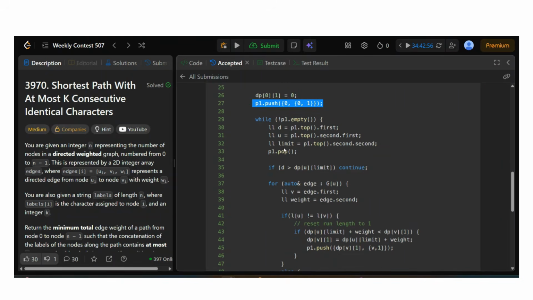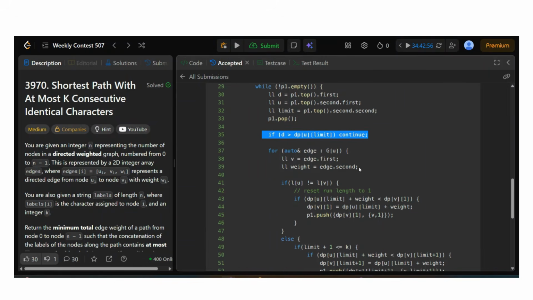Now guys, you enjoy the priority queue part. Do the same thing. You get the distance d, you get the current node u, and you get the limit. Pop it out. These are the standard things we do in Dijkstra. Now, you are pointing from u to v.